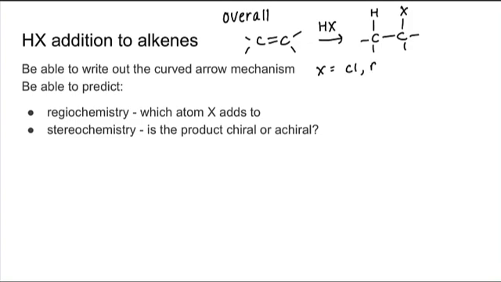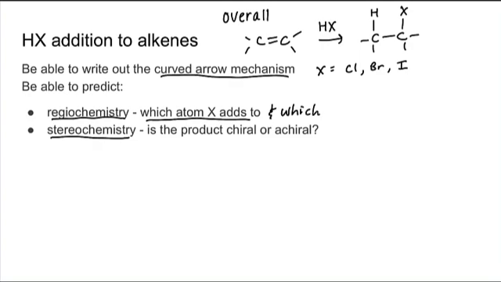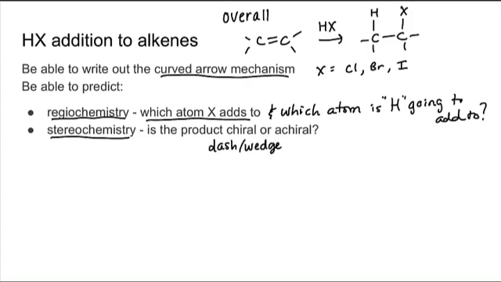X is usually chlorine, bromine, or iodine. So we're going to want to be able to write out a curved arrow mechanism, and of course we're going to want to predict the proper regio and stereochemical outcome. So regiochemistry is all about which side of the molecule reacts. So which atom is X going to add to, and likewise which atom is H going to add. And then the stereochemical consequences have to do with our dash wedge depiction and how we predict any stereo centers that form. Ultimately, is our product going to be chiral or achiral?